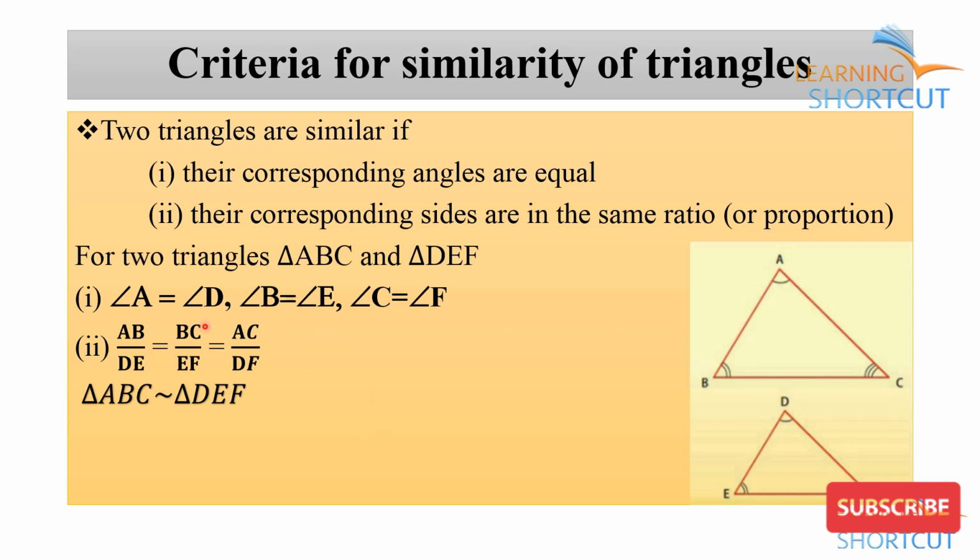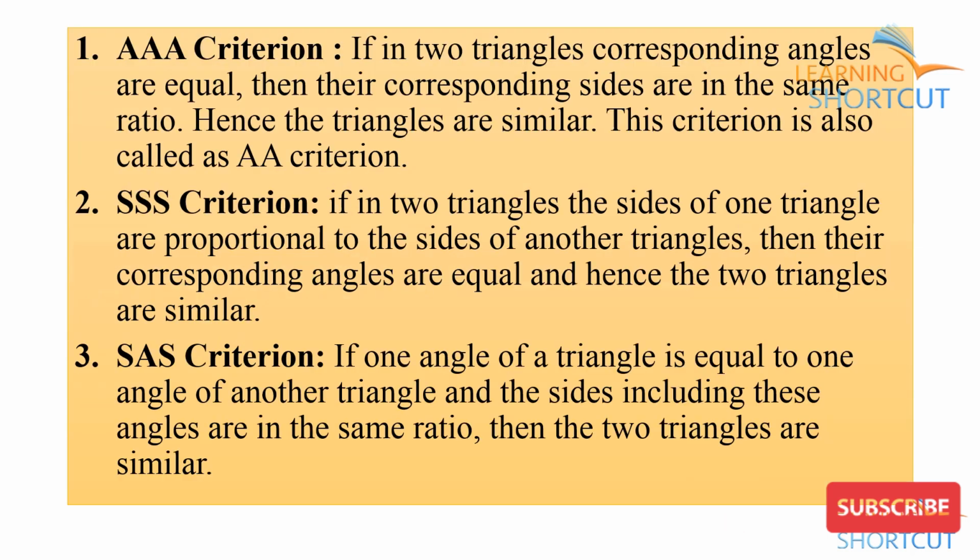So we will say that triangle ABC is similar to triangle DEF. This symbol simply means similar. These two are similar triangles. Okay, next we want to know what the AAA criterion is.